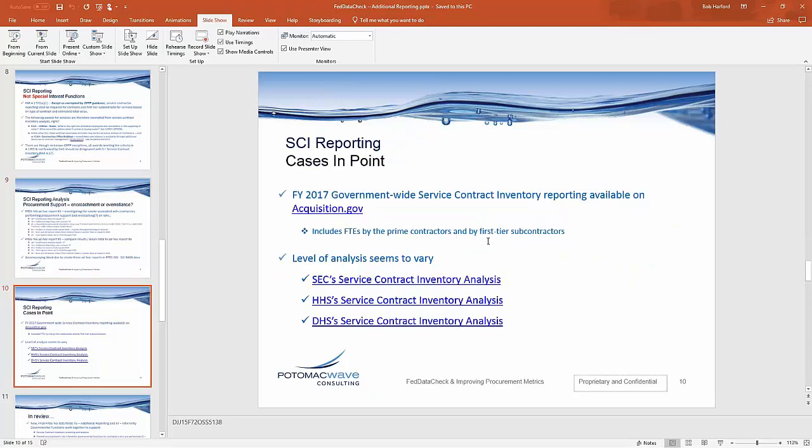Here are some examples I gave you of agencies doing their service contract inventory reporting. I thought the SEC did the most interesting one. If I click on that, here's a central link where you can look at service contract inventory reports from across the government.